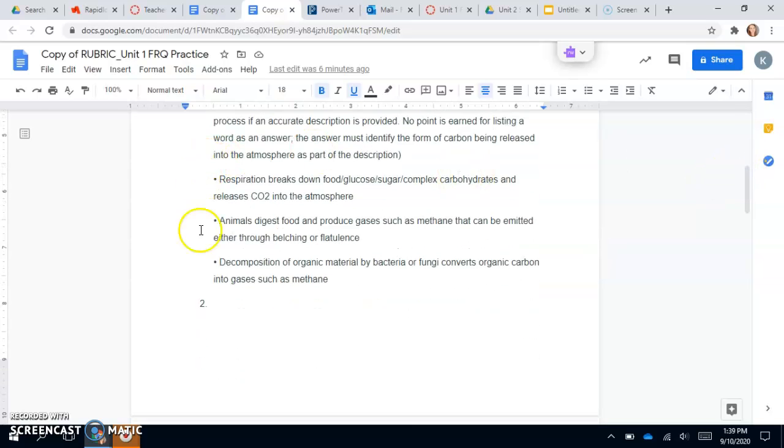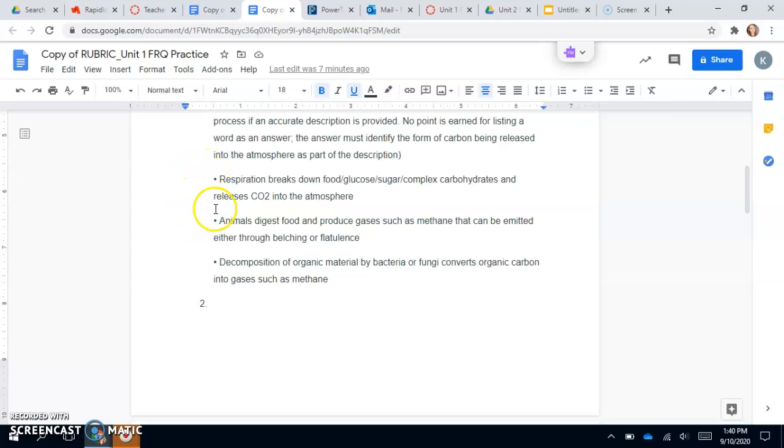So you can say any of these. You just need one. The first correct description would be respiration breaks down food, glucose, sugar, complex carbs, and releases CO2 into the atmosphere. You can have that description, or you can say respiration is a process by which carbon is released into the atmosphere, the equation is, and then list the correct equation. But if you don't have the equation or a correct description, then you do not get a point. So this is one possibility here. You didn't have to have this answer, but if you had this one, you could get a point.